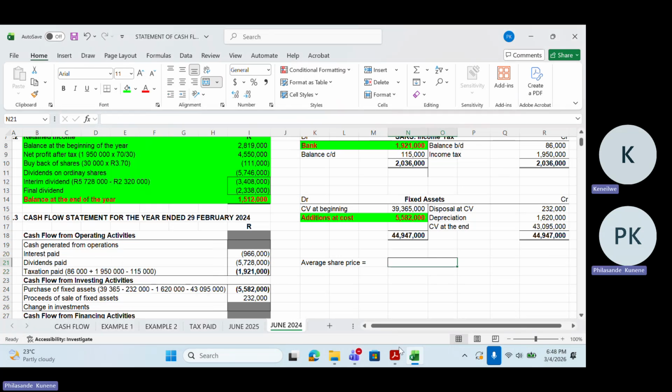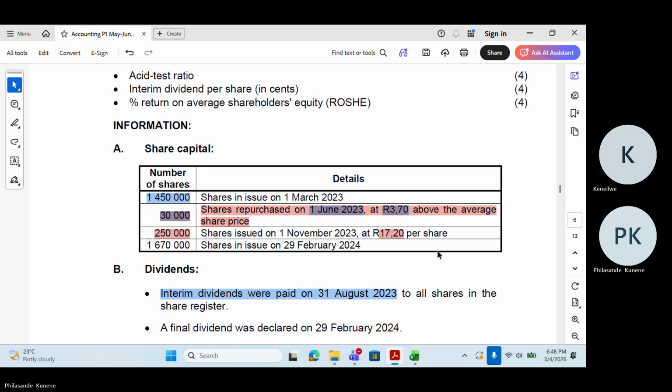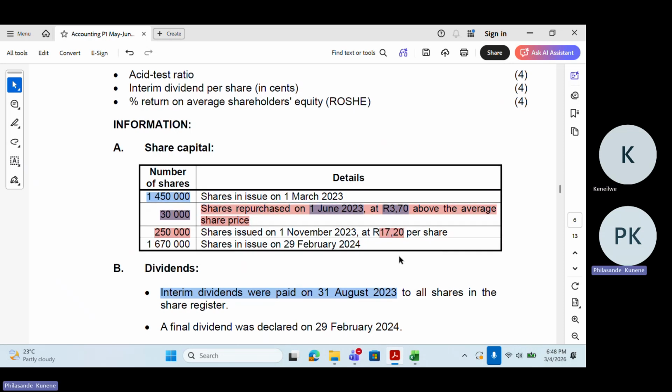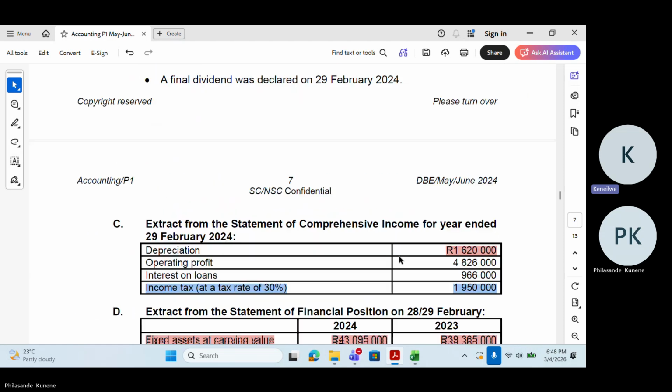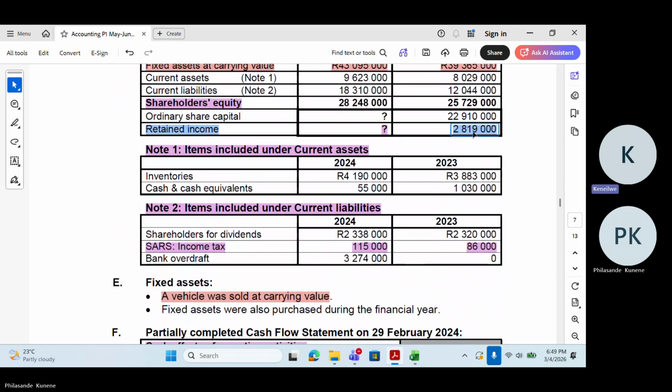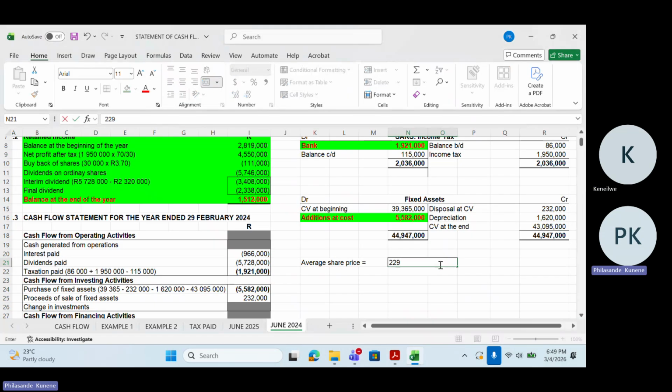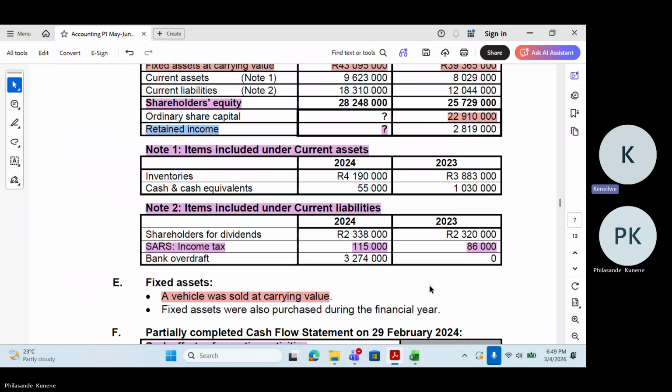Okay, let's go back to the question. Don't you scroll up to the balance? Yeah, you put 22,910,000. And then at the bottom, you're going to put brackets. At the bottom, I'm going to put brackets, yes. Can you please go back to the question?